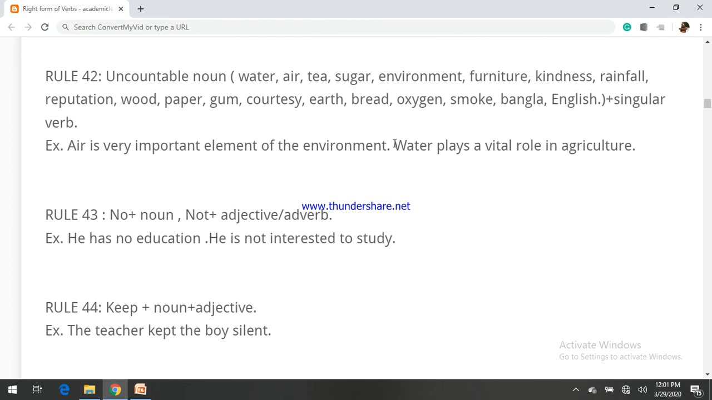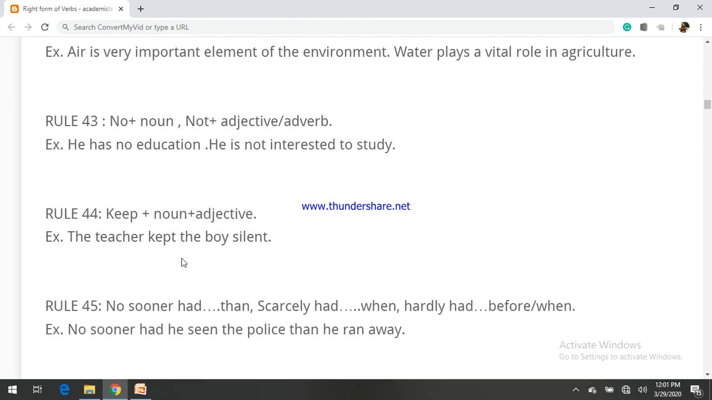Okay, after an uncountable noun, a singular verb sits. Then, no plus noun, not plus adjective. After no, a noun, and after not, an adjective or adverb. He has no education. No is the keyword according to the structure of rule 43, and then education is a noun. After not, interested, okay, this one is an adjective.